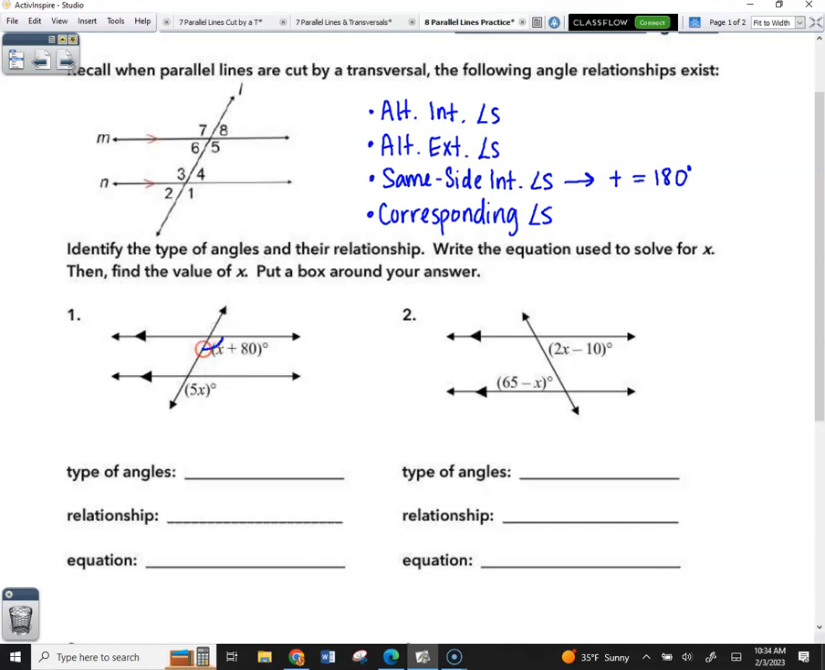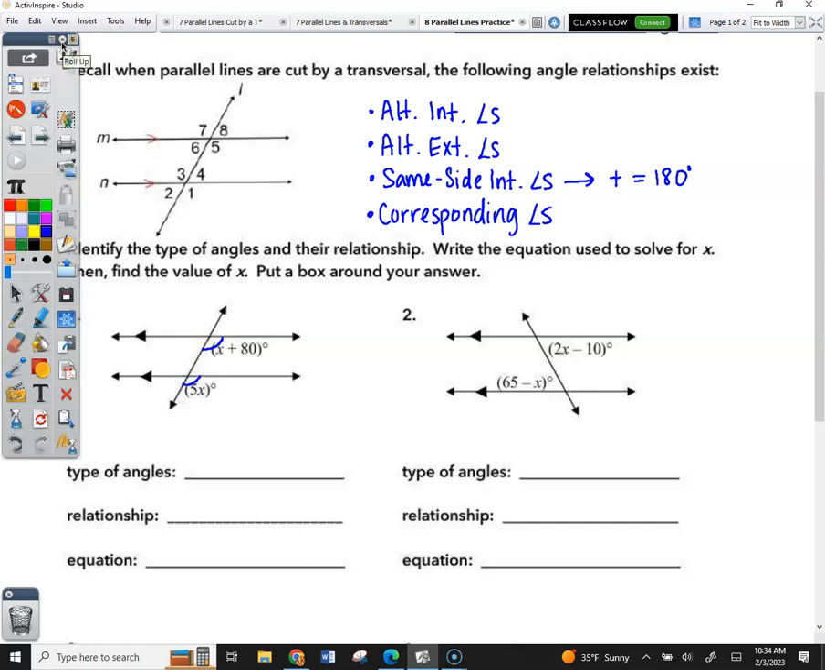I want you to draw a congruent mark to remind you that they have to be equal to each other. Okay? So what are they? They are corresponding. You can abbreviate this if you want. So what's the relationship? That means they are congruent. Yes?